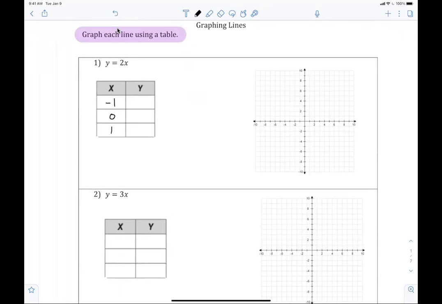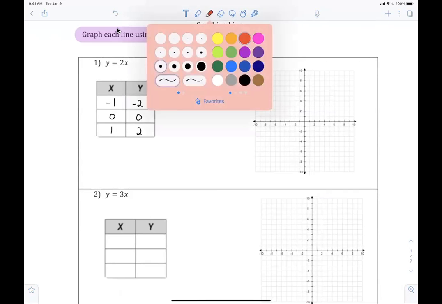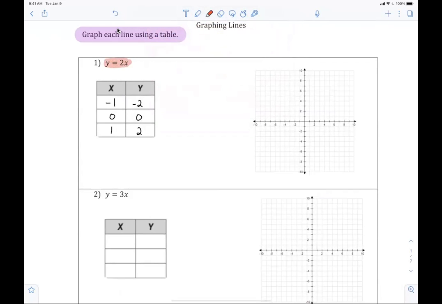Now, can someone tell me how I got -2, 0, and 2 for the y values? It is the second variable, but how did I get those numbers? And why is it -2, 0, and 2? Tell me, Eddie. You multiply by 2. Right, so I need everybody to highlight the equation. This equation right here, y equals 2x.